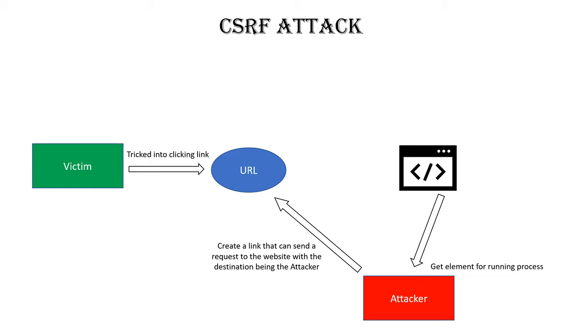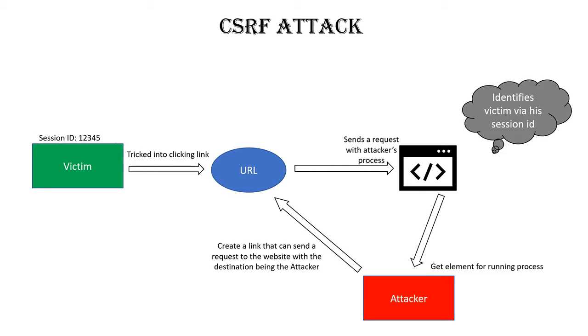However, without the victim knowing, the URL has already sent a request with the attacker's process to the website. The website will then identify the sender as the victim via the session ID and carry out the attacker's process in the name of the victim. In other words, this could also mean that the victim has accidentally sent money through a bank website to the attacker without knowing, and this can be really bad.